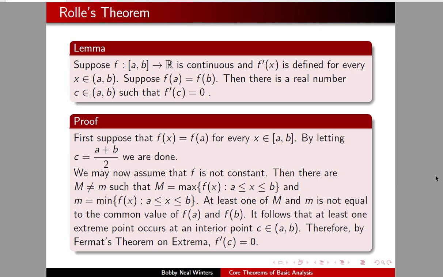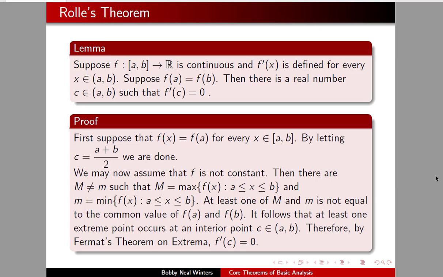Okay. Now, let's first suppose that f(x) is equal to f(a) for every x, an element of [a, b]. If we do make this special case, then if we let c be equal to (a plus b) divided by 2, we're done. Okay. We may now assume that f is not constant. If f is not constant, there are points capital M and little m, not equal to each other, such that M is the maximum of the function f on the interval, and m is the minimum of the function on the interval.